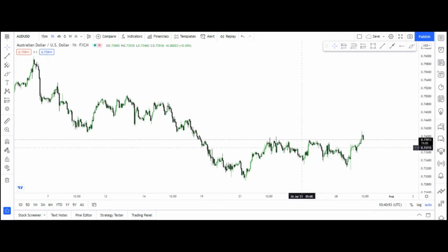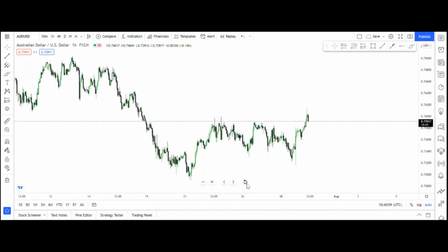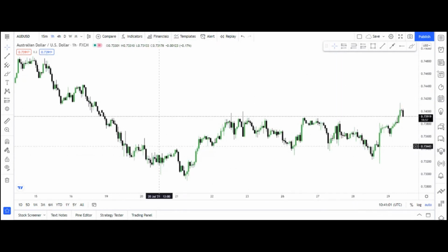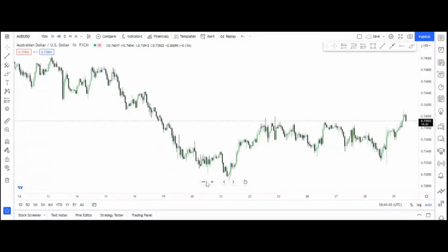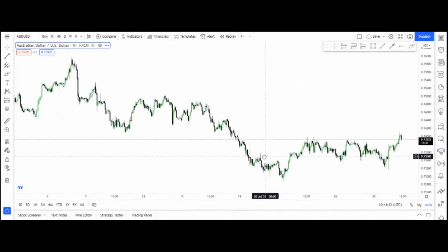Now, the mistake I made was I never paid attention to the bigger picture on the 1 hour time frame. All I did was pay attention to this short-term information, and I overlooked a few things I was not supposed to overlook. But let's pay attention to the bigger picture today.